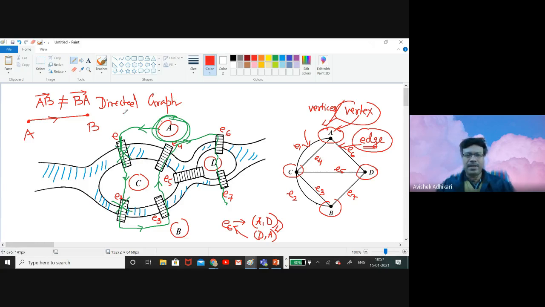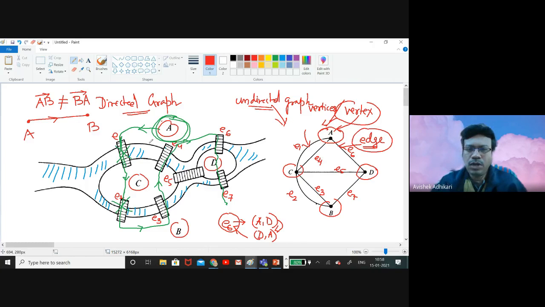So for many practical applications, sometimes we have to impose some directions on a graph, then we call it a directed graph. But many times we consider only graphs where no directions are mentioned. For example, here we have not mentioned any notions of direction. That is why we call it an undirected graph. So in case of an undirected graph, AD and DA are basically the same, that represent the edge E6. Whereas in case of a directed graph, AB will not be the same as BA.